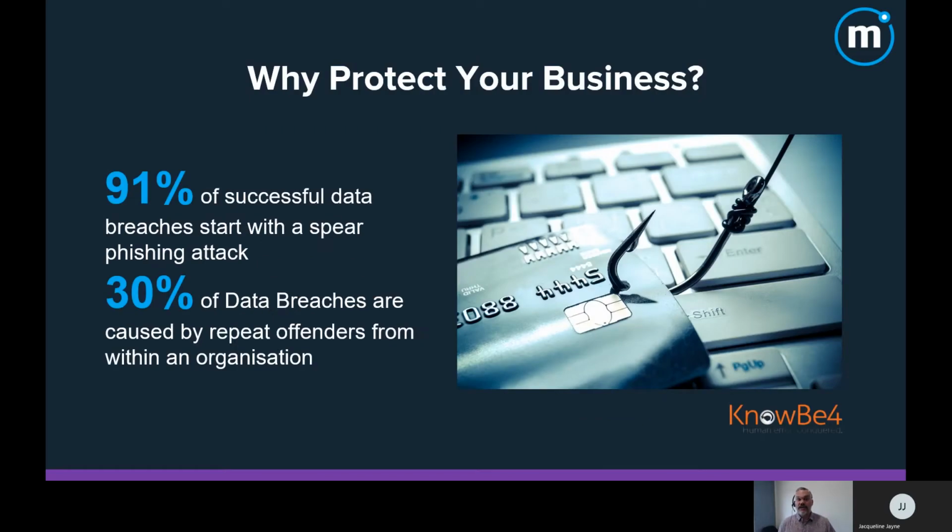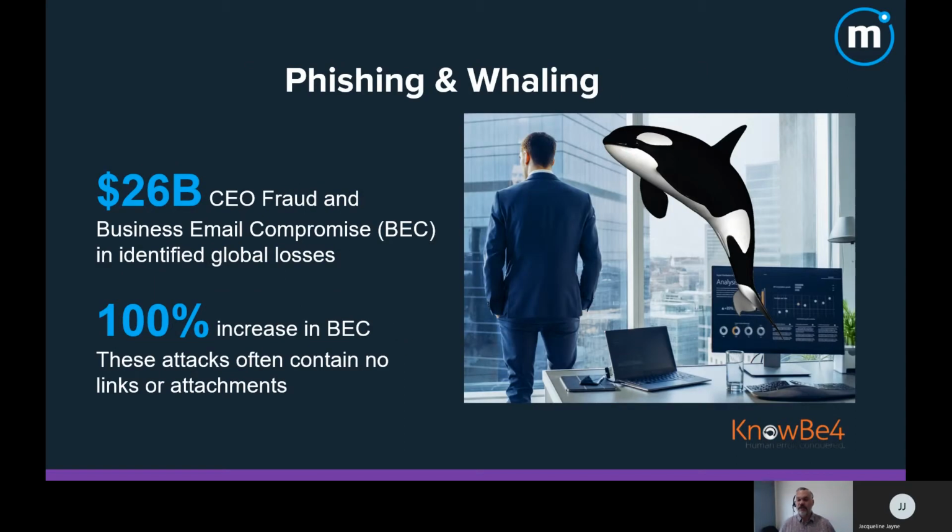Now, we move on to just talking about why we should be looking at protecting our business. And I mentioned earlier that it's upwards of 90% of successful data breaches start with a phishing attack or spear phishing attack. So very, very targeted to someone in an organization that's got access to that sort of information. Now, we can also see that 30% of data breaches are caused by repeat offenders. So we've got to look at training. And this is where we start to get on to looking at companies like KnowBe4 that can actually show and train our users. Just some extra stats there. As you can see, the numbers are quite shocking.